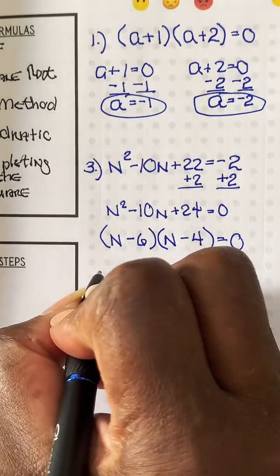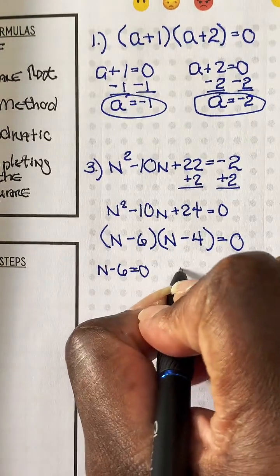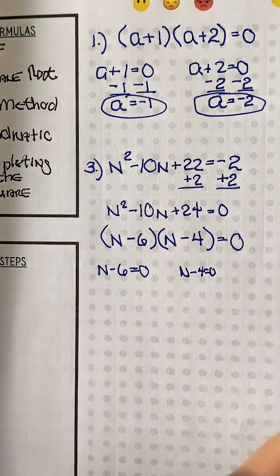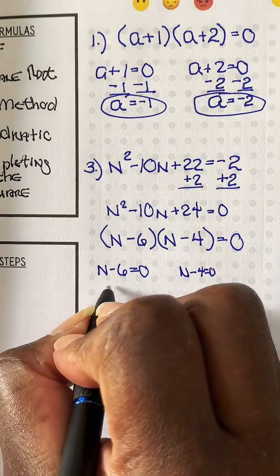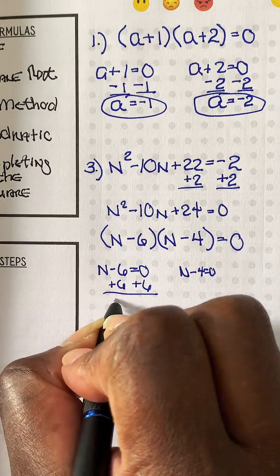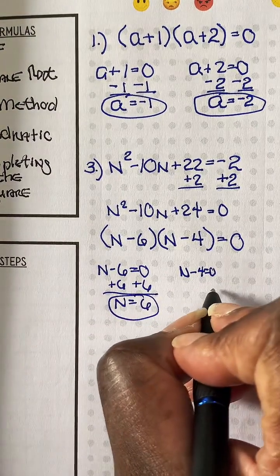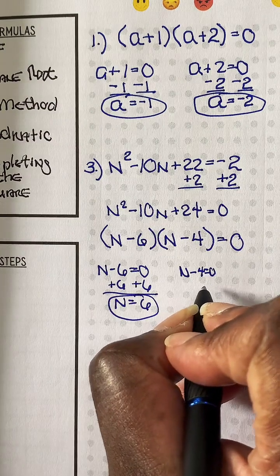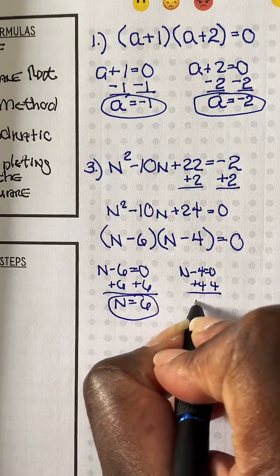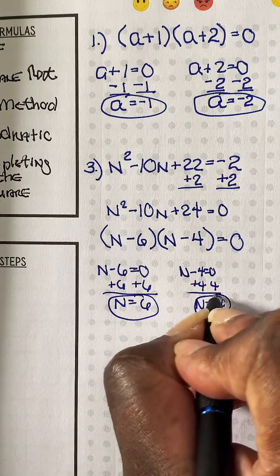From here, set each of the parentheses equal to 0. So this one, when we add 6, you have n is equal to positive 6. And here, we're going to add 4, and we got n is equal to positive 4.